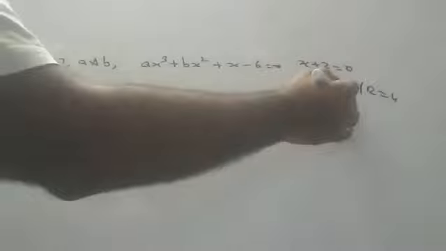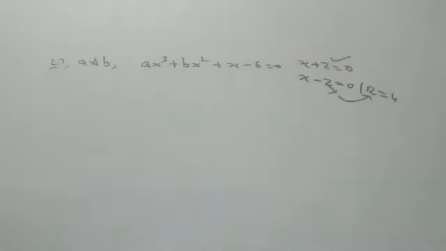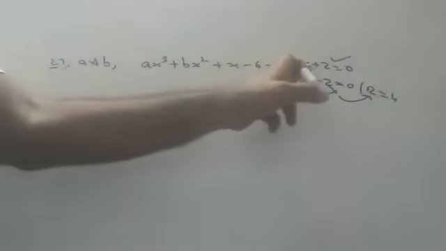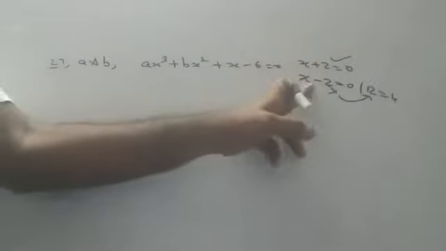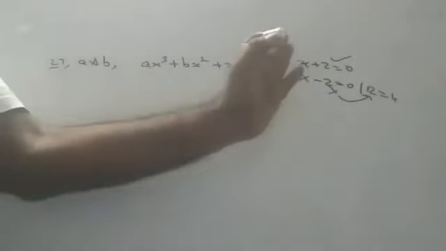This is not a factor. It is leaving a remainder, but this is a factor. Okay, children? If it is a factor, we'll take 0. If it is not a factor, we'll take 4 as the remainder. How? Please see, children, these questions are very important.